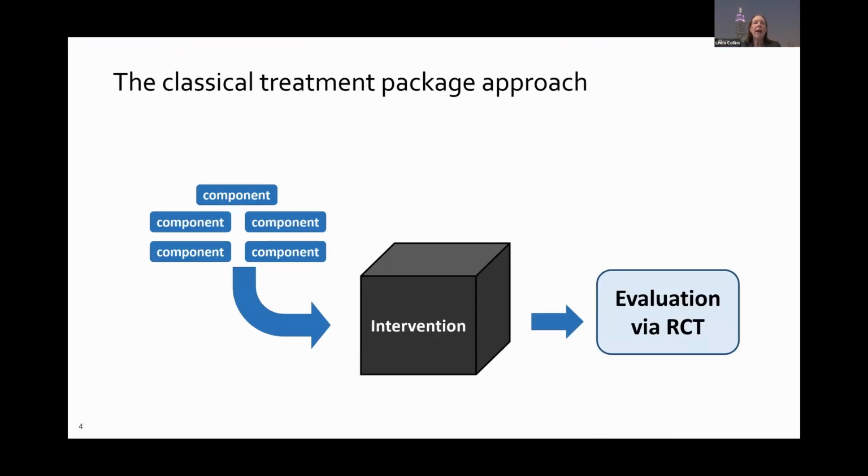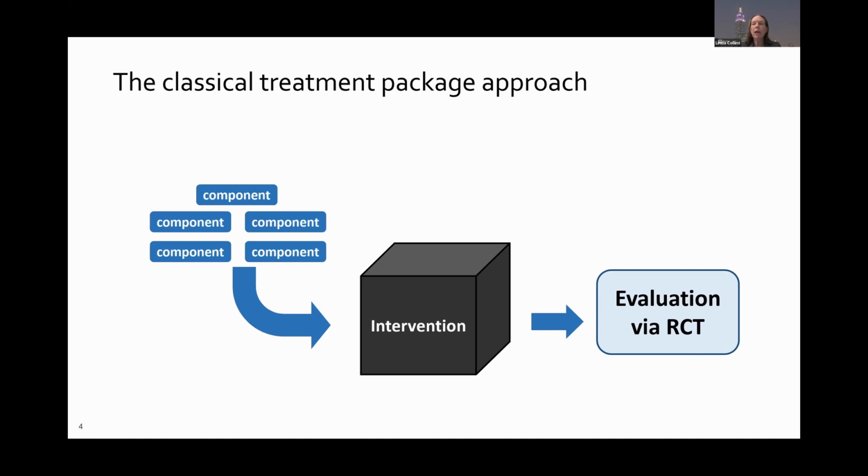So here's a schematic of the classical treatment package approach. I think you're all familiar with this because it's kind of standard operating procedure in intervention science. There's a bunch of components. I have 5 here, could be any number. They're identified and maybe pilot tested, and then immediately they are assembled into an intervention that's represented by that black box there. And then the intervention is evaluated by means of a standard RCT.